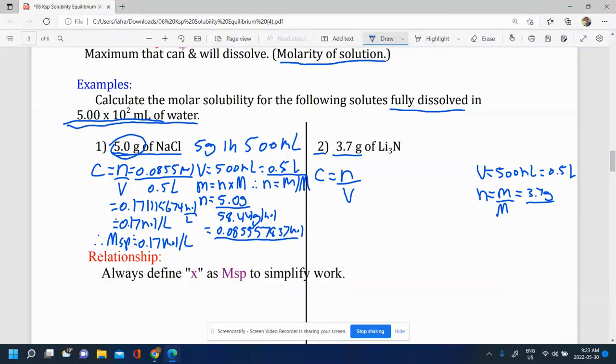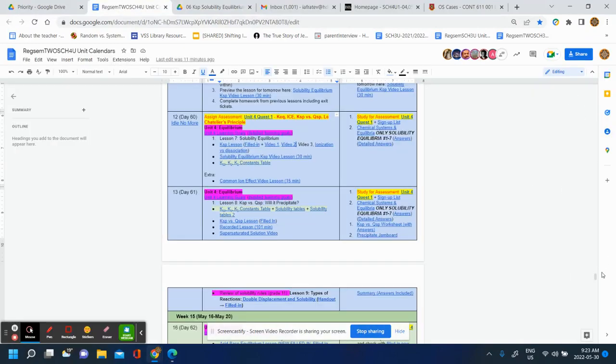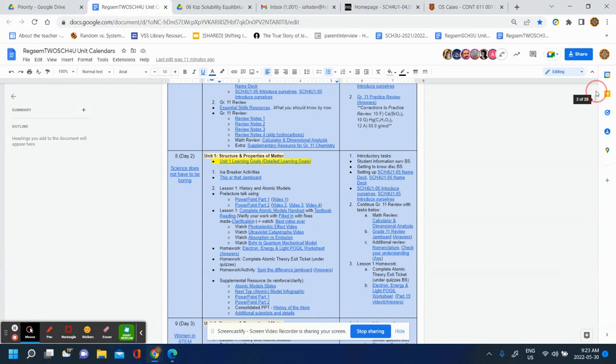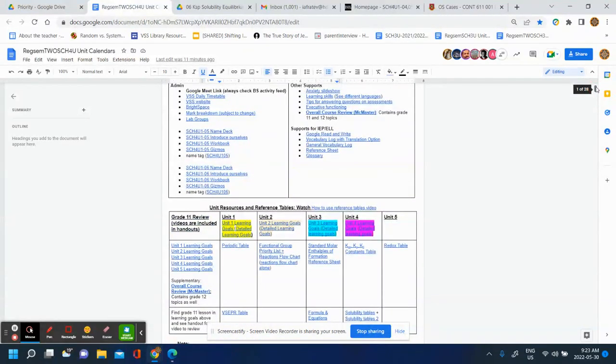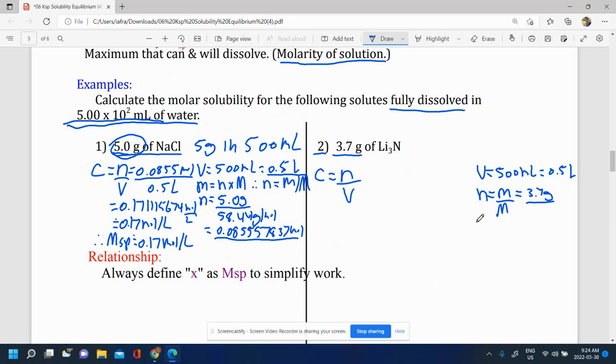If you don't remember, you can go to your periodic table that we have in our calendar or wherever else your teacher has it located. You can take a look at the molar mass values, right? Lithium is 6.94 and nitrogen is 14.01. So just in case you forgot where to find them, now you know.